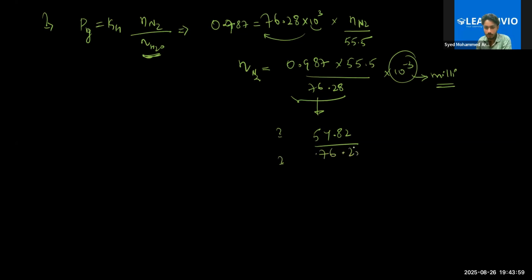Just 1 minute. If I divide this 54.82 by 76.28, I will get 0.718 millimoles. So the answer, you're close, you're too close. Your answer is 6.66, but the answer is 0.71. So this is the answer. You're too close. That means you have made some mistake in the calculation part.